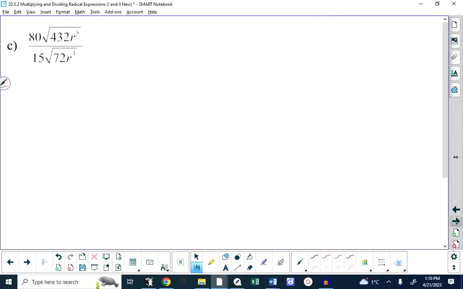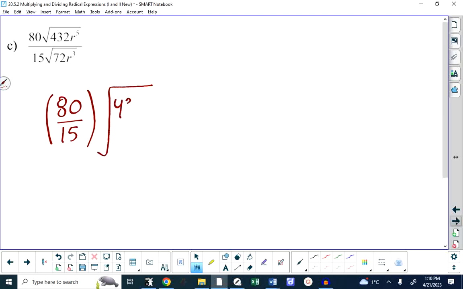Right. C. Again, we're going to end up dividing the coefficients, and there's lots of ways to write this. This time I'm going to put them in their own set of brackets. And then we're dividing the radicands. 432 r to the 5 over 72 r cubed. So you divide coefficients with coefficients, radicals with radicals. And when you divide the radicals, you're dividing the radicands. 80 over 15. I don't think that divides without remainder, but it certainly reduces down. I believe they're both divisible by 5, and I get 16 over 3.